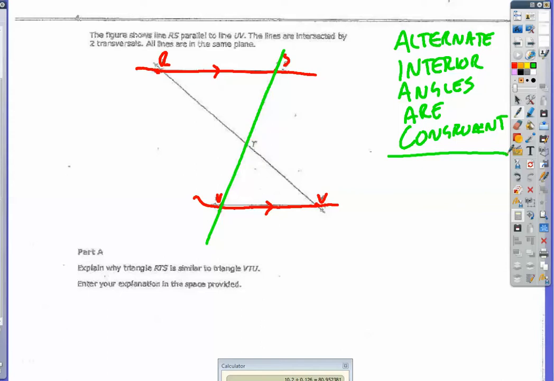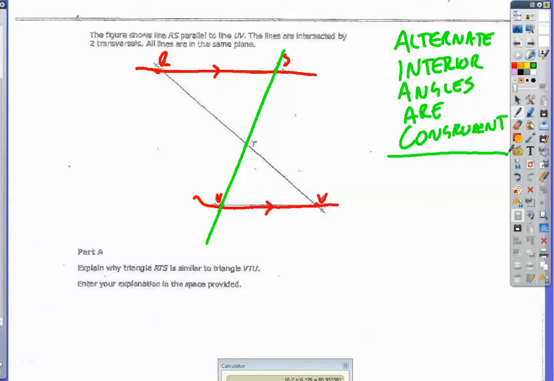So alternate interior angles are congruent. Here's what that means. Alternate, that means on the opposite side, right? Interior, that means inside the parallel lines. Angles, well, we all know what an angle is. Congruent.